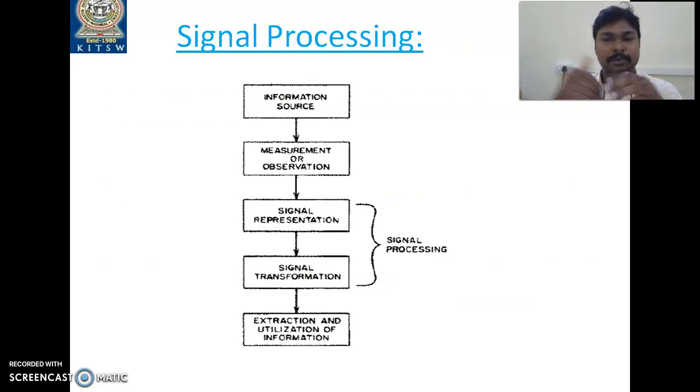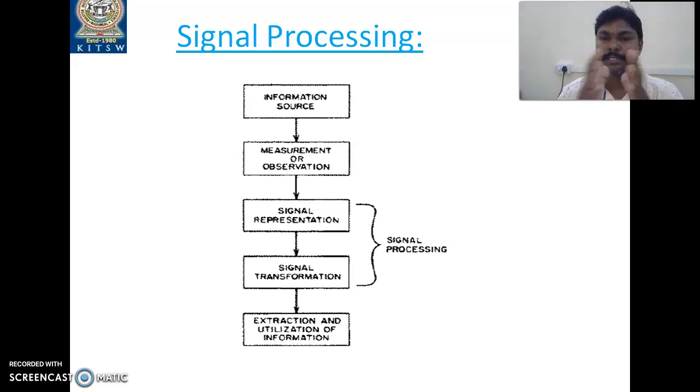So this is the signal processing hierarchy. First we can consider the information source, and the second is the measurement or observation. Third, representation of the signal. Fourth, transformation of the signal. The last one, the extraction and utilization of the information.